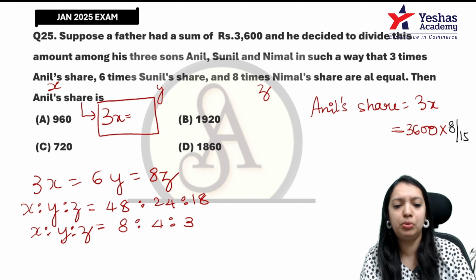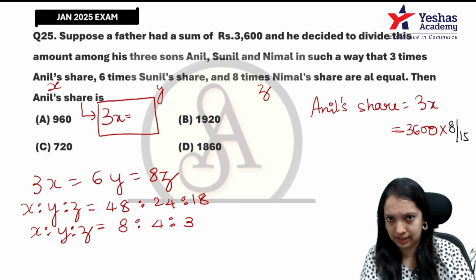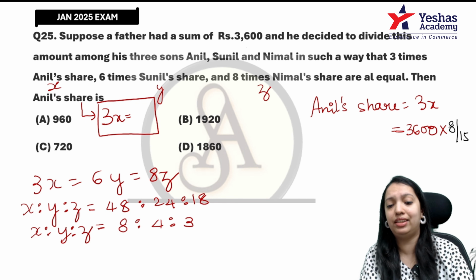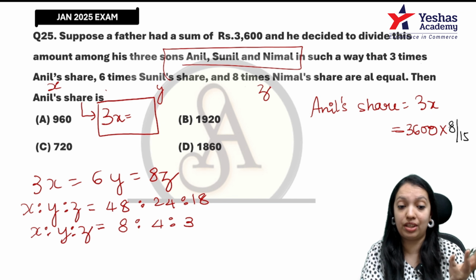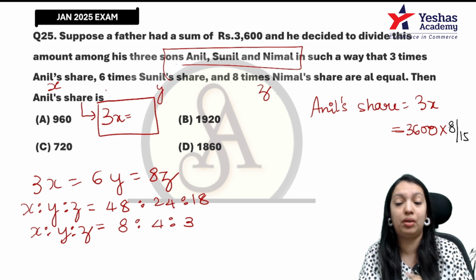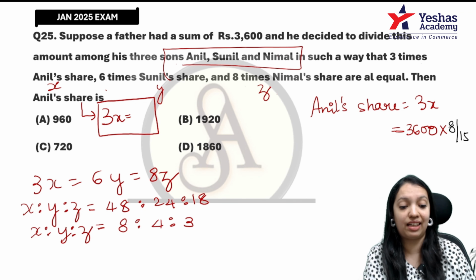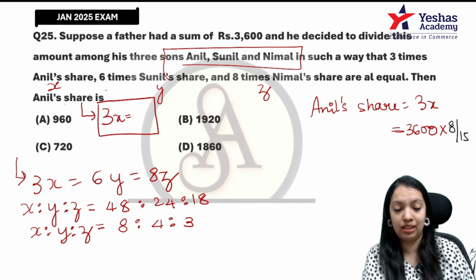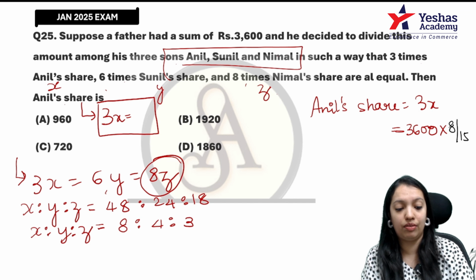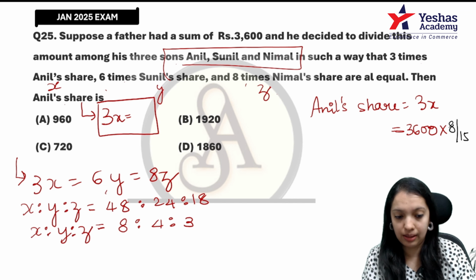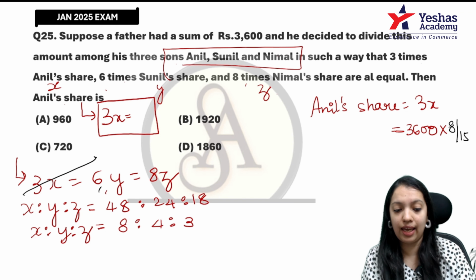Next, suppose the father had a sum of 3600 and he decides to divide this between Anil, Sunil and Nirmal in the ratio of 3 times, 6 times and 8 times. 3 times of Anil, 6 times of Sunil, 8 times of Nirmal, all of them are equal. So I can write that as 3x, 6y and 8z. So whenever x, y, z are equal, remember you can solve this as: for Anil, ignore 3x, 8 6 are 48.